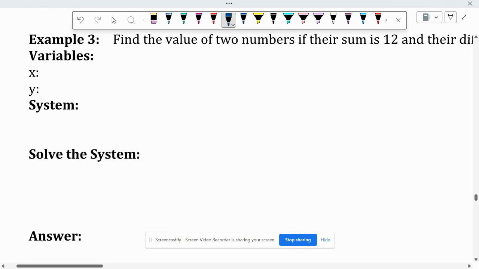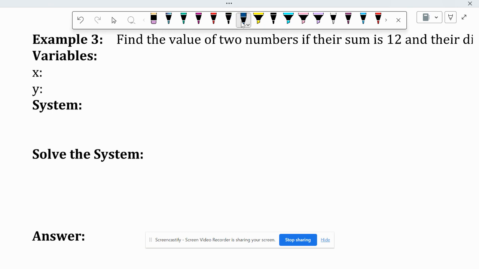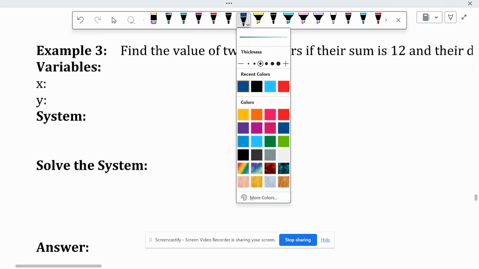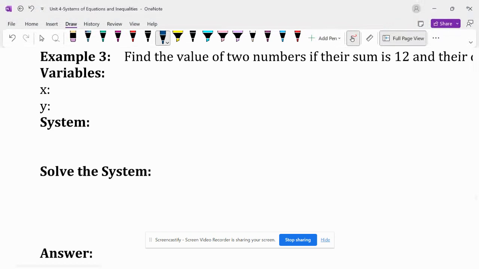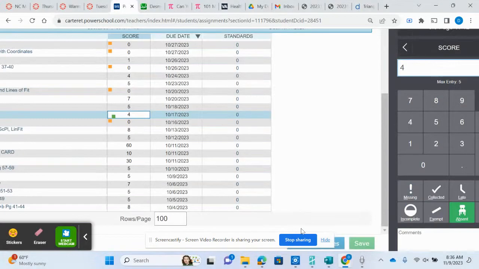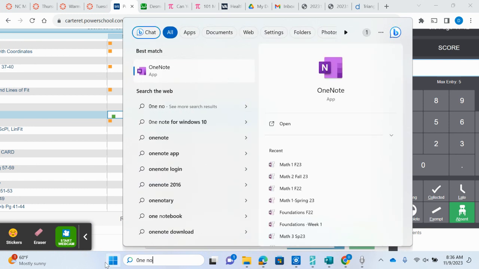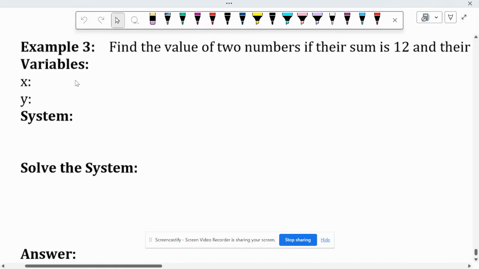So I'm going to let x equal the smaller number, because one's got to be smaller and one's got to be larger, right? So x is going to be the smaller number. Define your variables for me. x is going to be the smaller number and y is going to be the larger number. Just write that down for me, please.